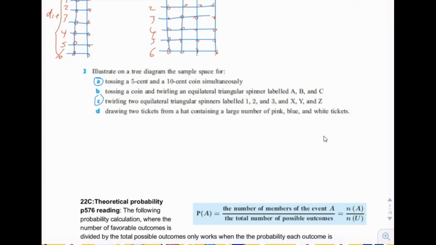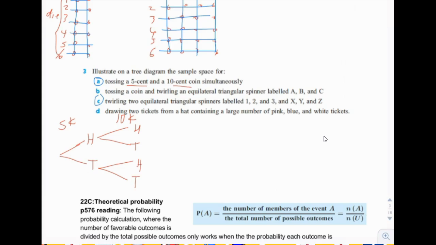Illustrate on a tree diagram the sample space for tossing a 5-cent and 10-cent coin simultaneously. So even though both of them are happening simultaneously, with a tree diagram, it's easier if we consider them two separate events, one happening slightly earlier. So we could say the 5-cent coin toss is happening first, and we'll get heads, tails from the 5-cent toss, and then the 10-cent toss would be the next step, and 10 cents would be heads, tails also.